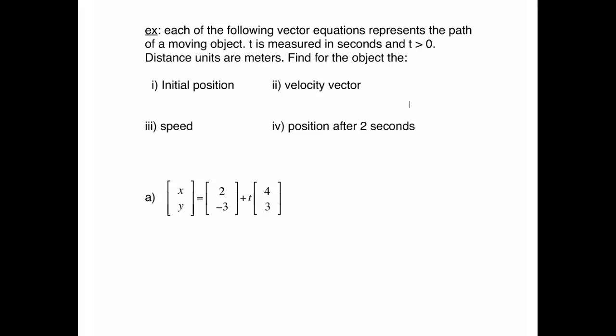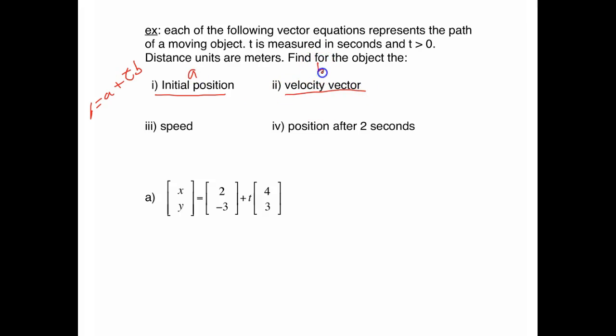Each of the following vector equations represents the path of a moving object. T is measured in seconds, and t is greater than 0. Distance units are in meters. Find for the object the initial position, the velocity vector, speed, and position at 2 seconds. So some of these are really easy. Initial position we know. It's just in that formula, r equals a plus tb. Initial position is just A. Your velocity vector is also very simple.